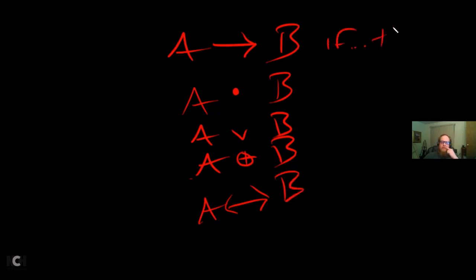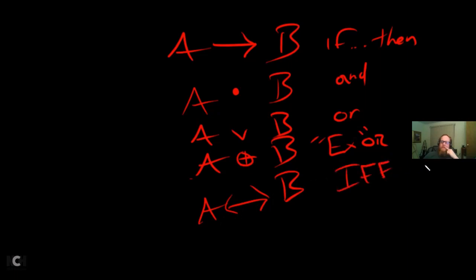So what that arrow means is if then. What that dot means is and. What that wedge there means is or. And what that sniper sight means is what I call XOR. It's an exclusive or, like pick one or the other. And this one here, sometimes this is abbreviated in math as iff, if and only if. The deal with these is they are all what are called dyadic.